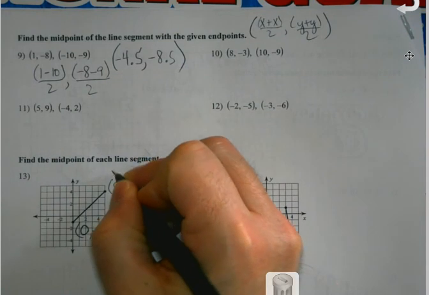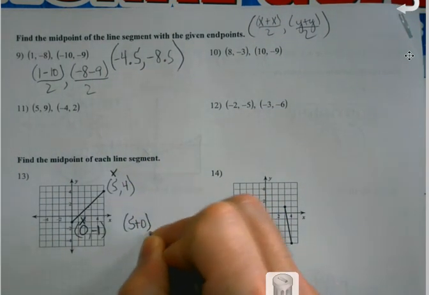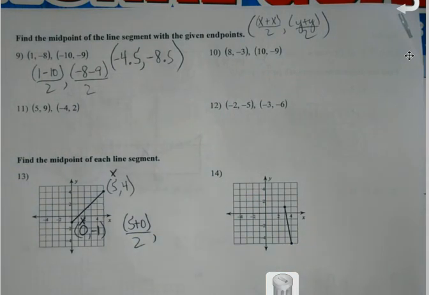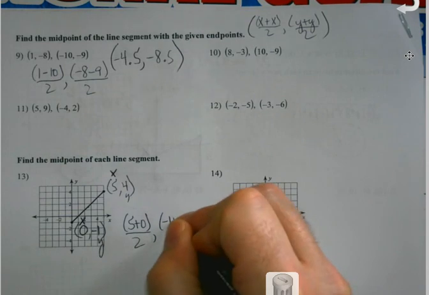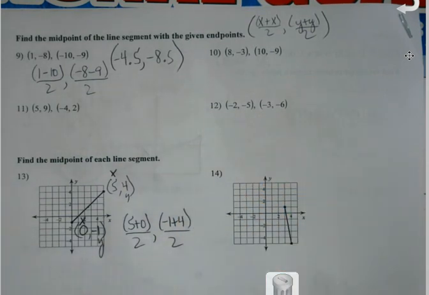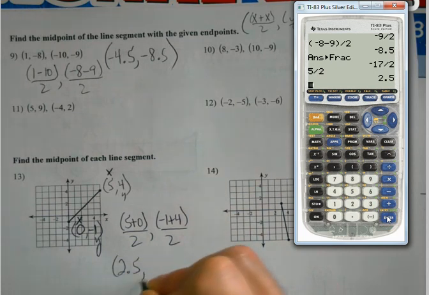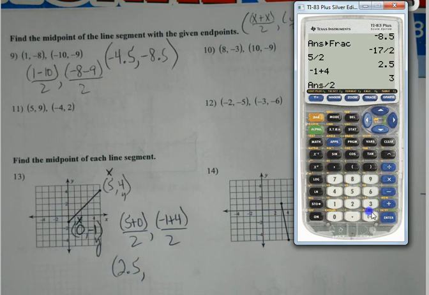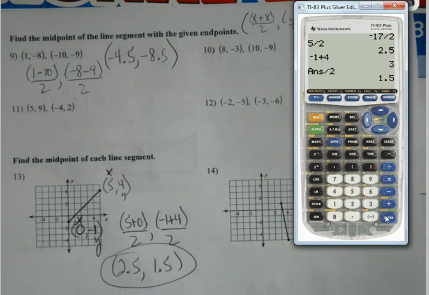So I'm like, okay, so there's my x's. So I have 5 plus 0 divided by 2. And then here's my y's. I got negative 1 plus 4 over 2. And then I go ahead and I just get that stuff done. So 5 plus 0 is 5, so I'd have 2.5. Negative 1 plus 4 is 1.5. And I can get it done that way as well.